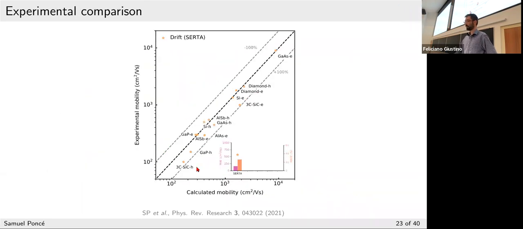Okay, and so for those 10 materials, but I have electron and hole, so this is 20 cases. You can look at the comparison between calculated mobility versus experimental mobility. So if you are on this dashed line, you have perfect agreement. And you can see that most materials are on the right side, which means that the calculated mobility is overestimated. So the results I'm showing are the drift mobility in the SERTA approximation, but I can also solve the equation iteratively, and then I get the BTE mobility. And you can see that in most cases, it increases the mobility a bit.